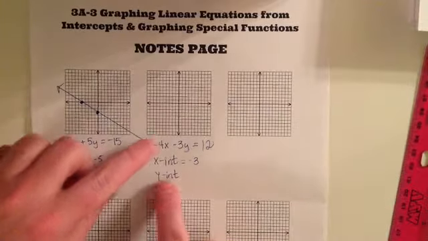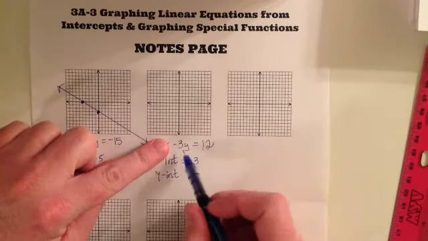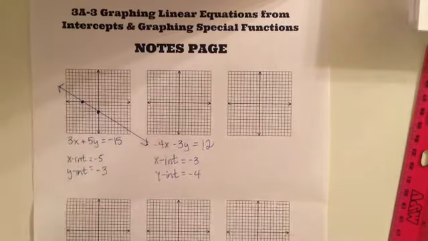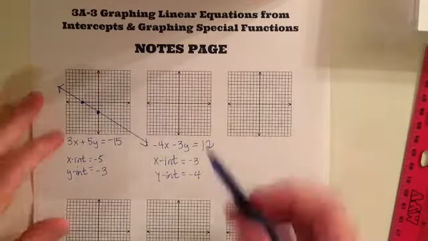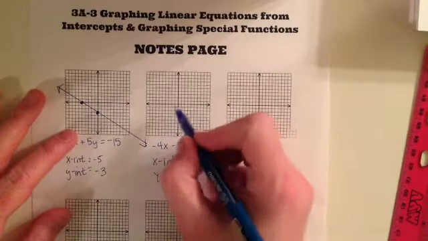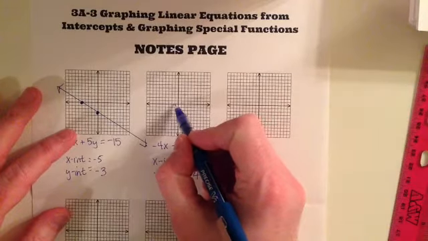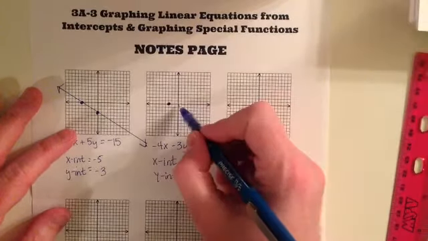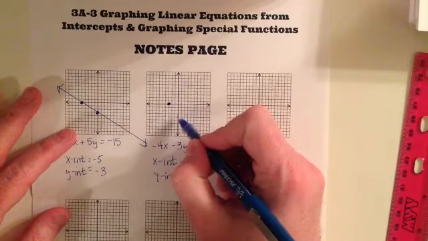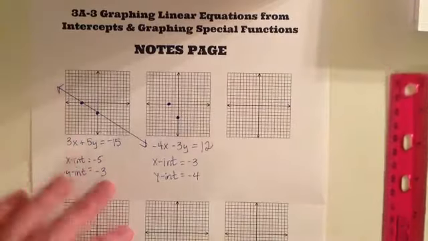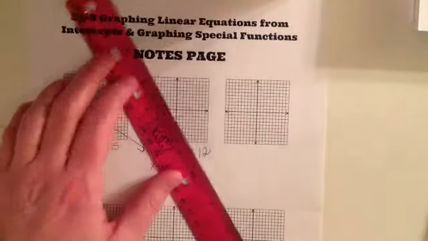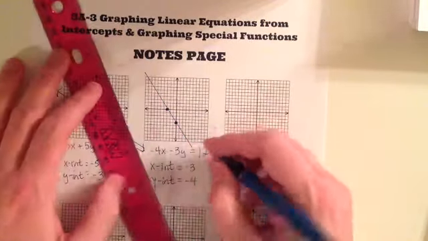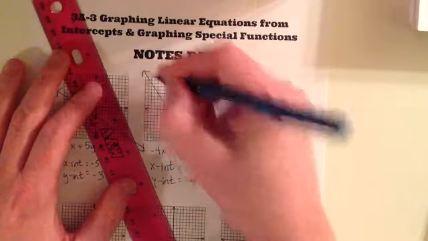Now my y-intercept, I'm going to cover up the x. If negative 3y equals 12, then y must equal negative 4. So now I'll graph them. The x-intercept is negative 3, so I go along the x-axis at negative 3, 2, 3. And the y-intercept is negative 4, 1, 2, 3, 4. I've got 2 points on a line. I get my handy dandy ruler, and I graph. And there we go.